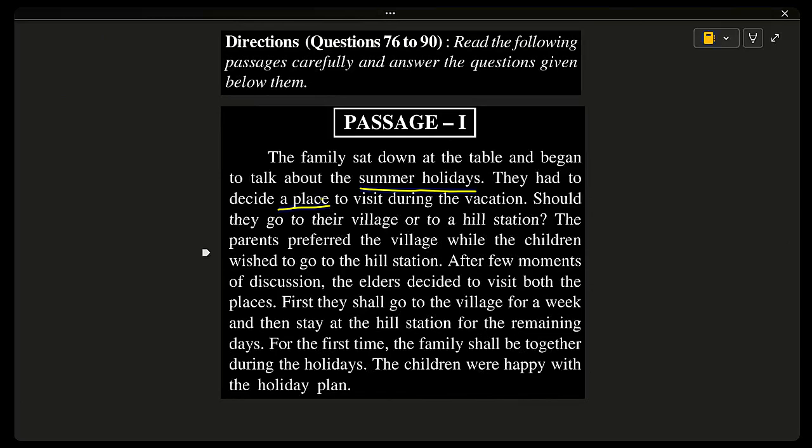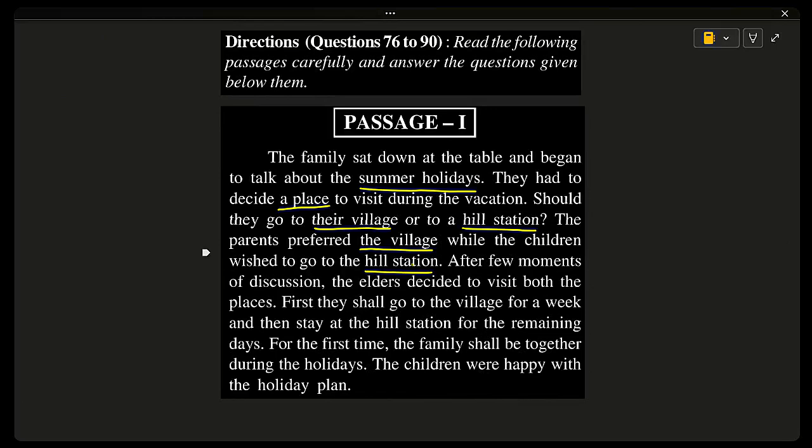Should they go to their village? One option is going to the village or to a hill station. So two options they have, either going to their village or to a hill station. The parents prefer the village while the children wish to go to the hill station. As usual, parents think about safety and everything, so they thought of going to the village. But children are excited for any adventures. They want to go to the hill station.